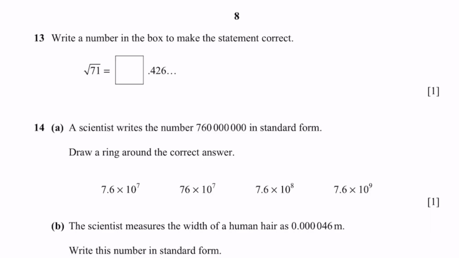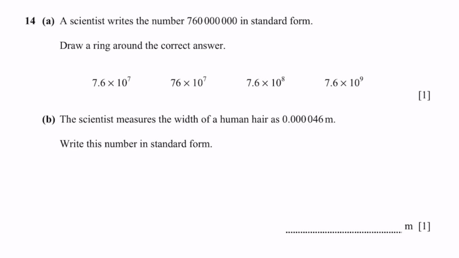Question 13. Write a number in the box to make the statement correct. The square root of 71 is dash 0.426. This is not a perfect square, but we actually can find out by estimating using the nearest perfect squares. The nearest one which is lower than 71 is 64. The square root of that is 8. So that means the answer is 8.426.